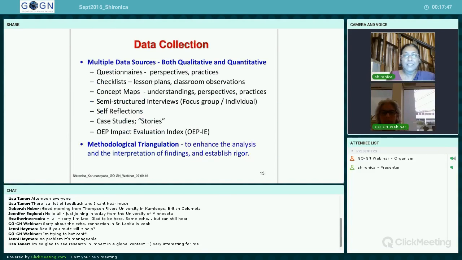Now, during this series of workshops and the online learning environment, we have been collecting data through multiple sources. That is, the strategies involved in this process also served as data collection strategies. For example, during the workshop, we had questionnaire surveys.